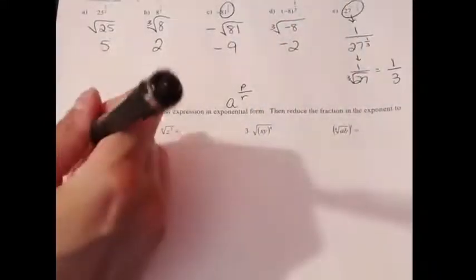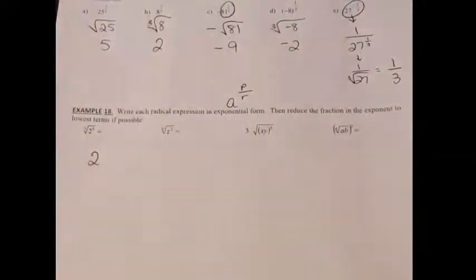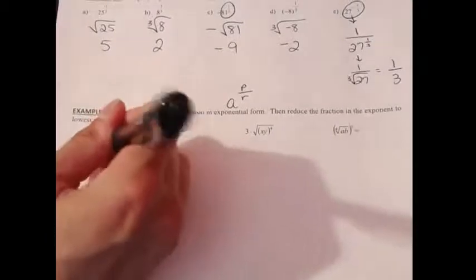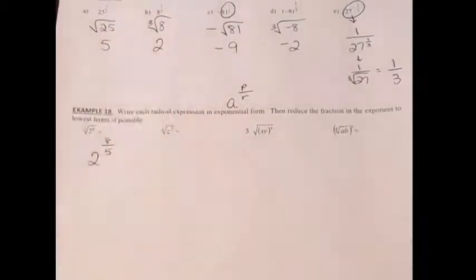So my base in this case is 2. I have the 5th root of 2 to the 8th. My base is 2. My power is 8. And my root is 5. So 2 raised to the 8/5. We're not going to reduce that. There are no common factors, so we're going to leave it as is.